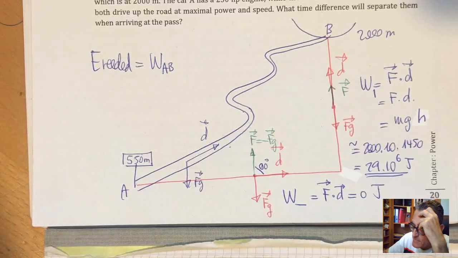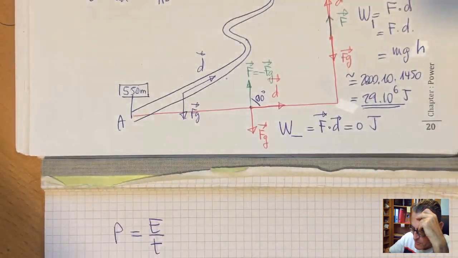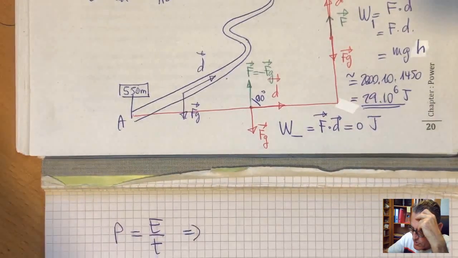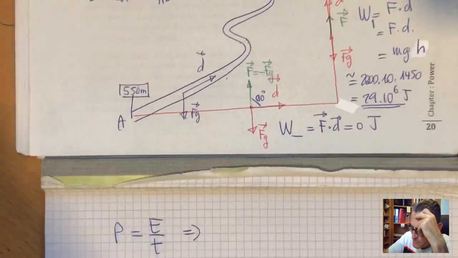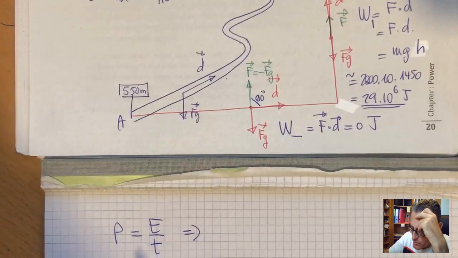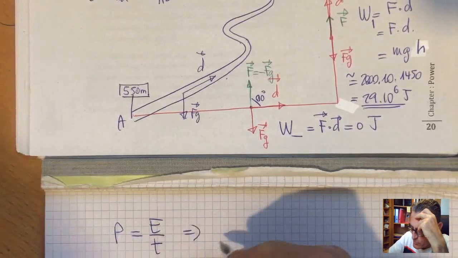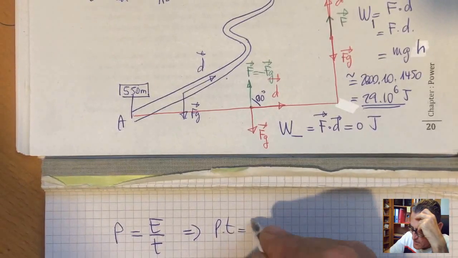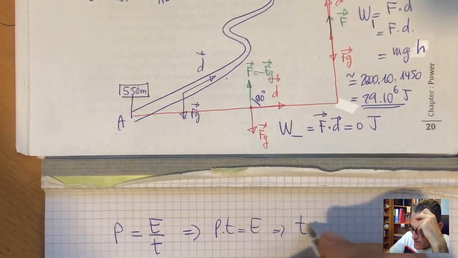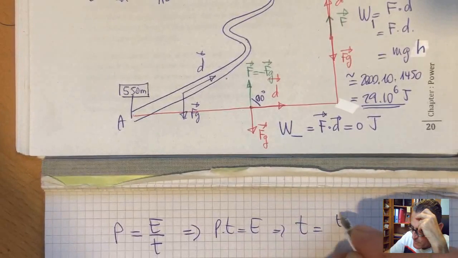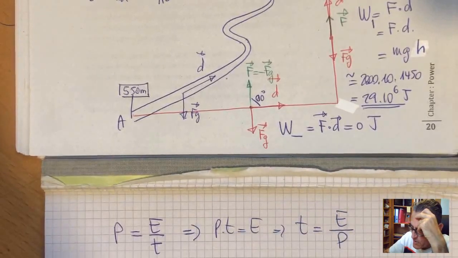We can use the formula from the exercise before. We know that the power is the energy divided by the time. So what equation is that giving us for the time? You can write that P times T is equal to E. So the time is going to be the energy divided by the power.